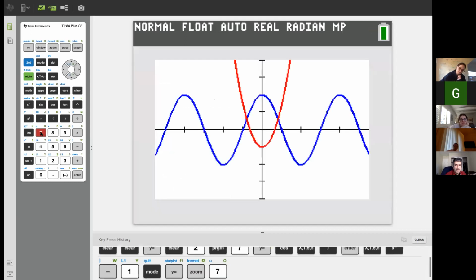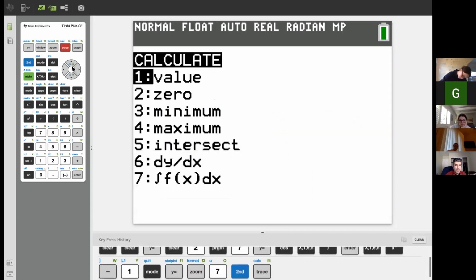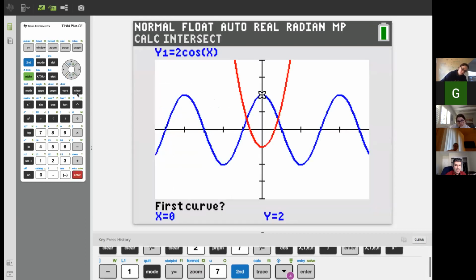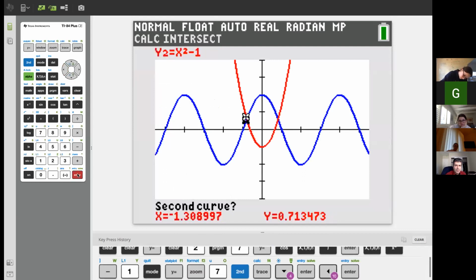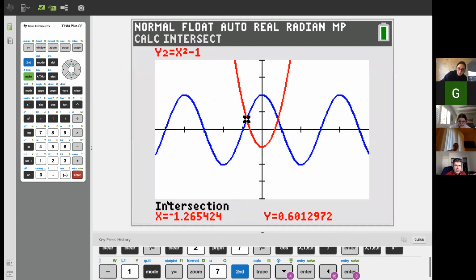There's cosine, there's that. So I want those points of intersection, right? How do I find those points of intersection? Hit second trace, remember it's all recorded, so you can watch again if you need to. Hit intersect, and put it close to one of those points of intersection. Hit enter, hit enter, hit enter again. So it gives us negative 1.265424.